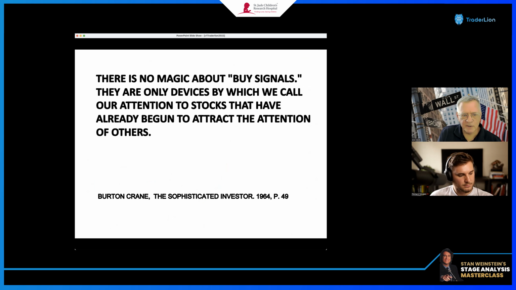Okay? Next one. So I like this. John didn't mention this book. I'm sure he's seen it. I have this in my library. It's called The Sophisticated Investor. And I love this quote. There's no magic about buy signals. They are only devices by which we call our attention to stocks that have already begun to attract the attention of others. Pat Walker oftentimes says, when he looks at his bases, I want a base that everyone sees because I want everyone to buy. You don't want to be a pioneer in a stock. You want to buy a stock that is already showing evidence that it's under accumulation, that the big guys are buying it. Okay, that's what this is about.